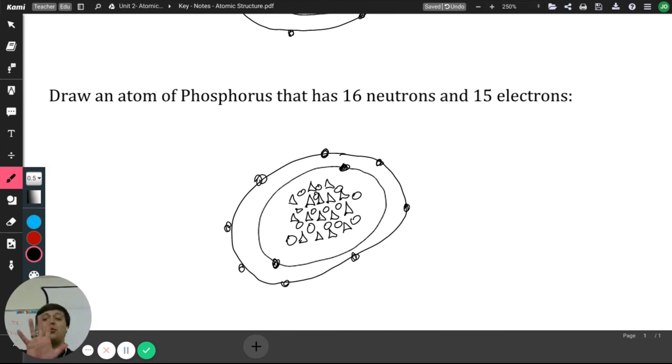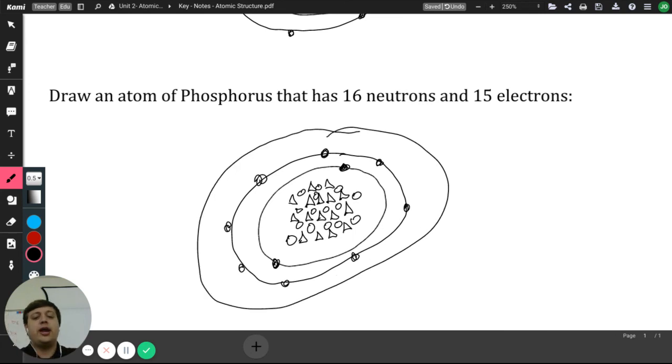So I need to add 5 more electrons to this drawing, which means I need another energy level. I could not add it onto that same one. So 1, 2, 3, 4, and 5. So that would be my drawing of phosphorus.